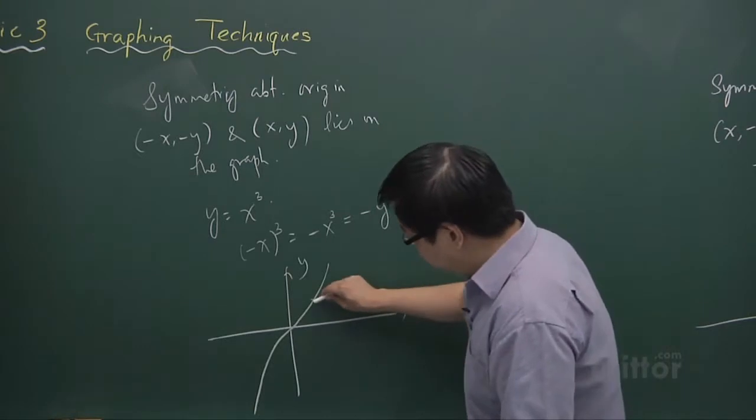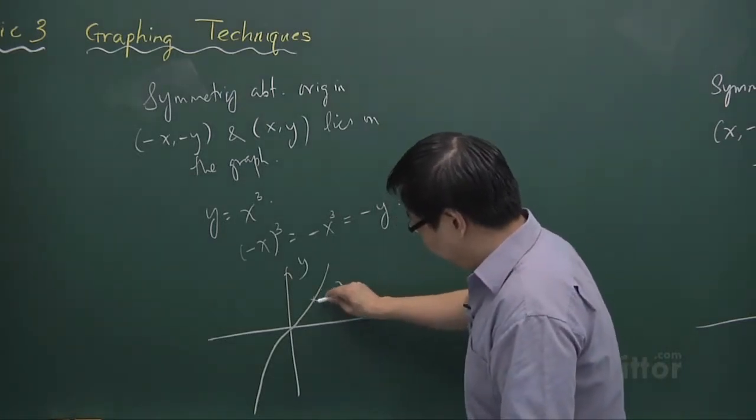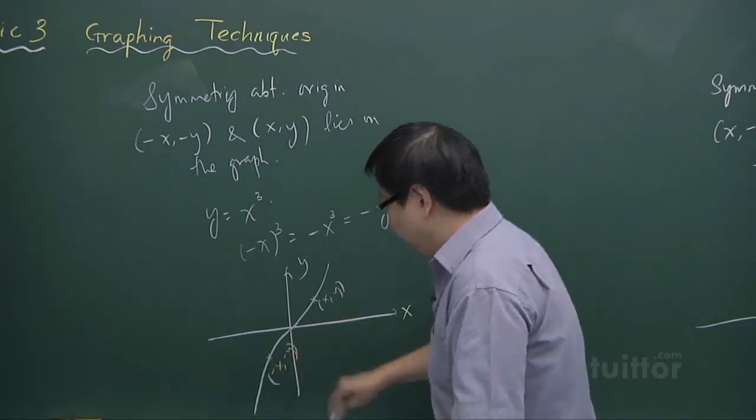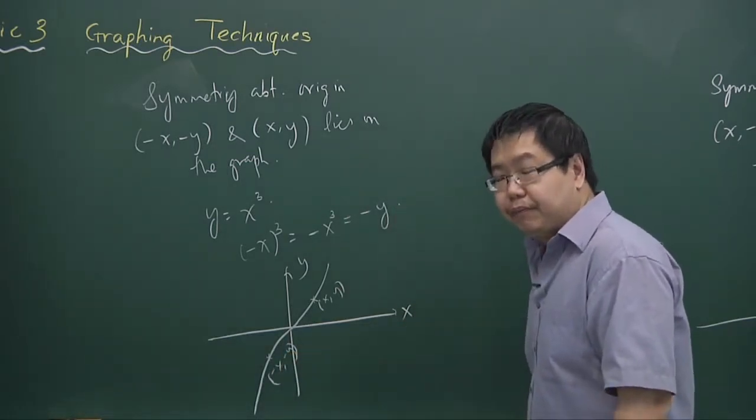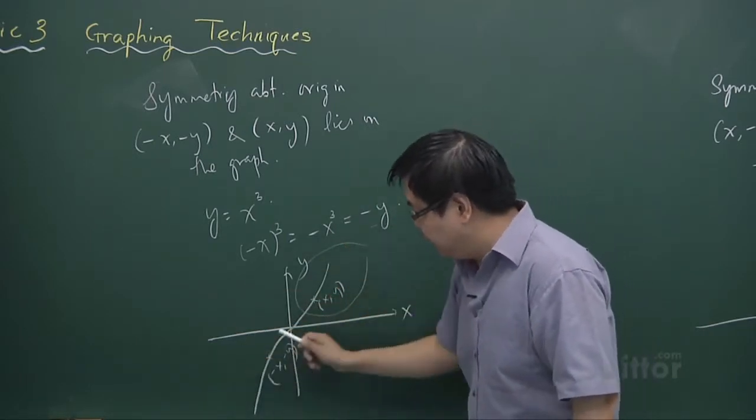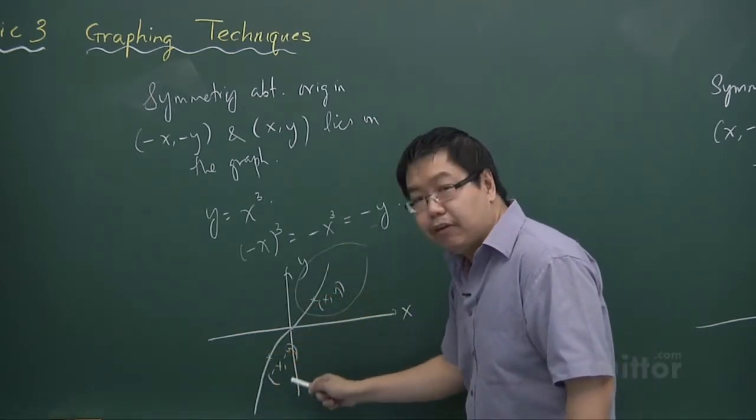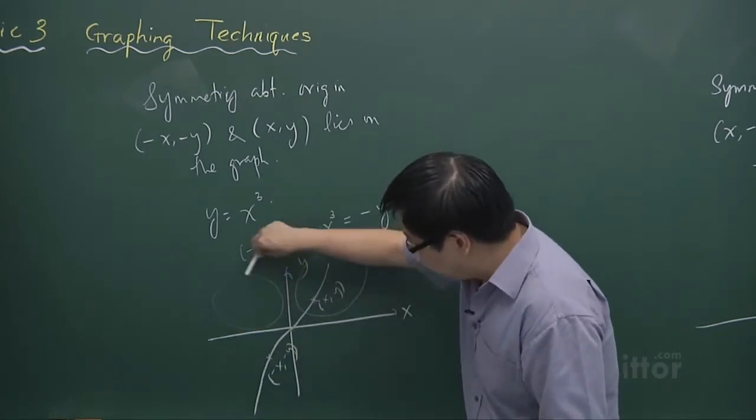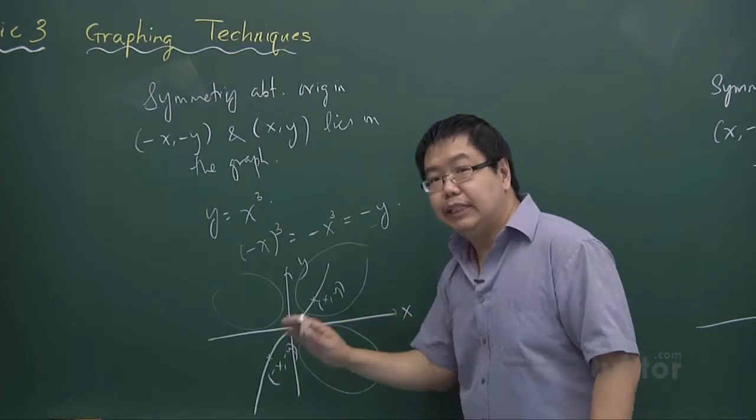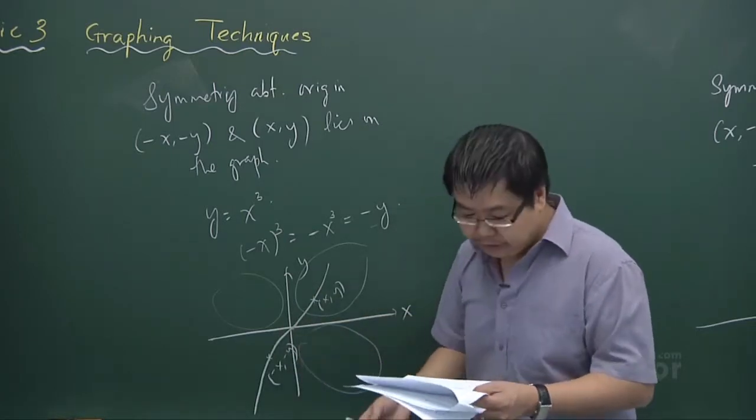So a point here, which is (x, y), and a point here, which is (−x, −y), both lie on the same diagram. Okay? So if you know this part of the graph, you do a reflection about the origin, you will get this part of the graph. If you know this part of the graph, by reflection about the origin, you get this part of the graph. So there is symmetry about the origin.